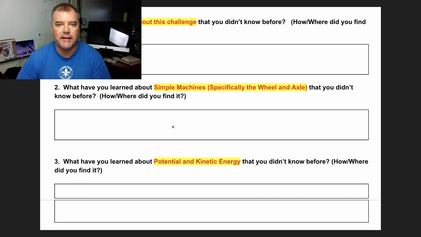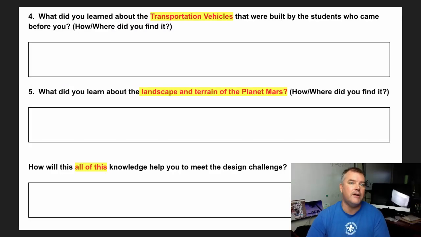Questions about potential energy. I need to see some evidence that you know what potential energy is and how we might use it ourselves, as well as kinetic energy. I'm hoping that you'll also be able to tell me about transport vehicles, specifically some of the features and characteristics that you saw when you were doing your market analysis that you think would work well for yours. Maybe you'll be able to tell me a little bit about the terrain and landscape of Mars, so we know sort of what it's going to be like once we get our rovers there. And then the final thing you're going to tell me is how all of this knowledge together is going to help you meet the design challenge.